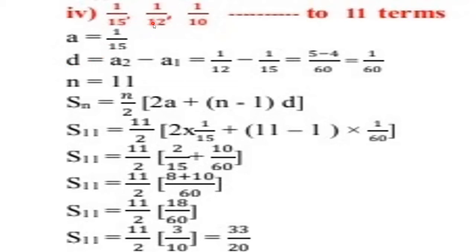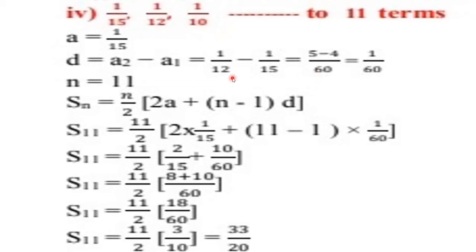Common difference will be the second term minus the first term, that is a2 minus a1. So 1 over 12 minus 1 over 15. Just look at the two terms here, children. You have to find the factors and the common factors and multiply. When you find the factors for 12 and 15, you are going to get the LCM as 60.